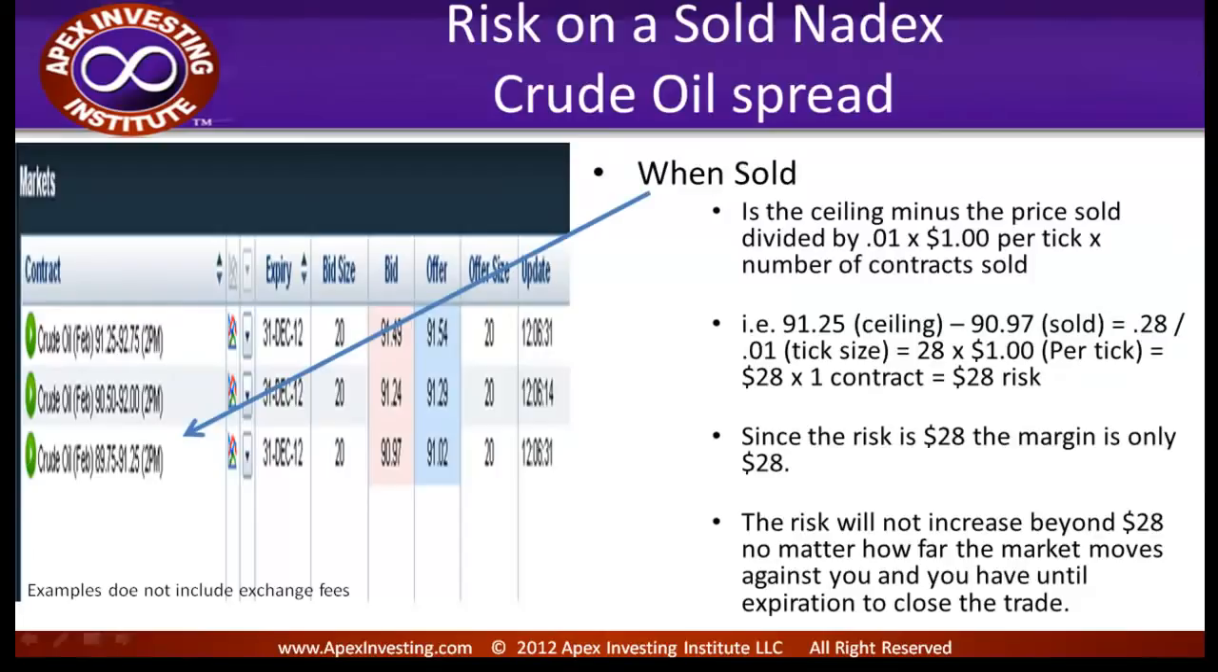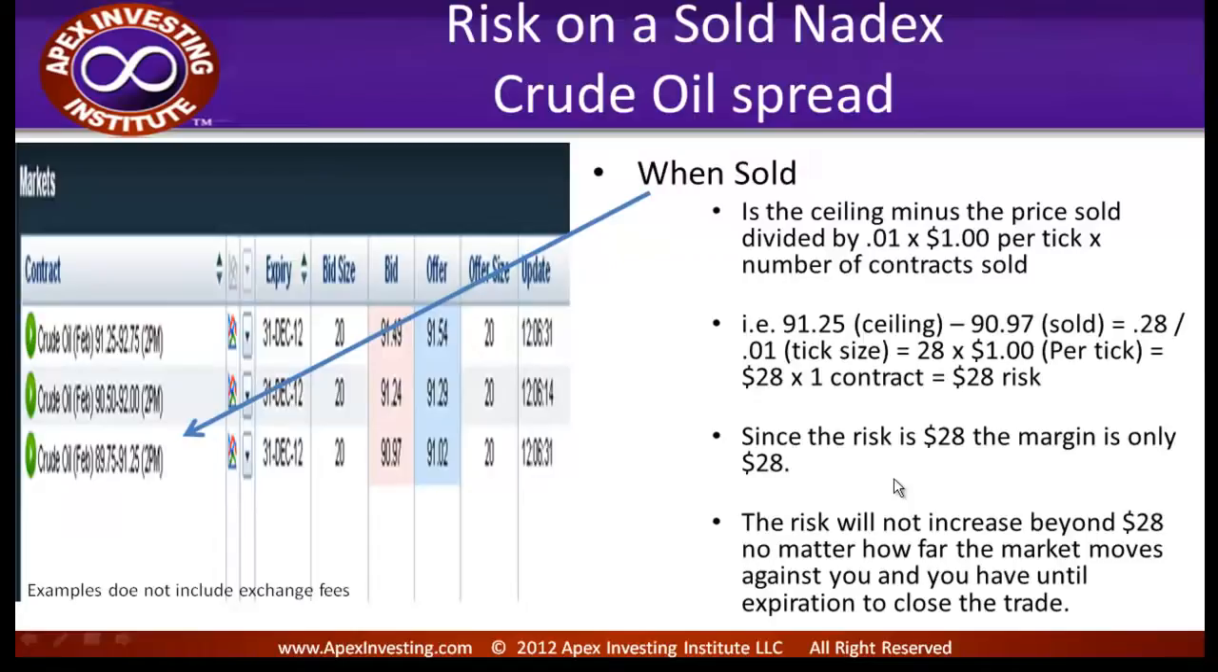So now let's look at the risk on a sold Nadex crude oil spread. What we do is we take the ceiling, $91.25, minus the sold price of $90.97, and we get 0.28. We divide that by the tick size, 0.01. We get 28 ticks times $1 per tick, and then times the number of contracts, in this case 1, it means a $28 risk.